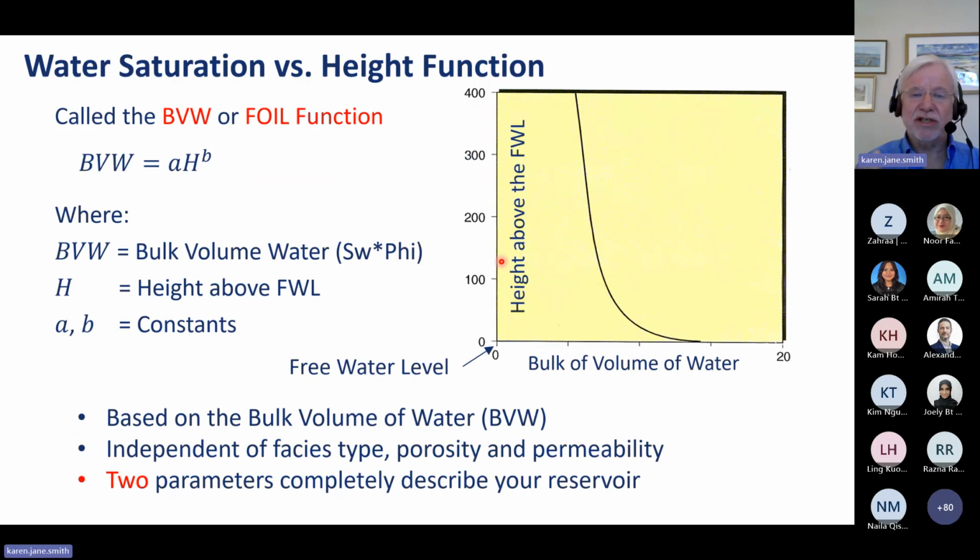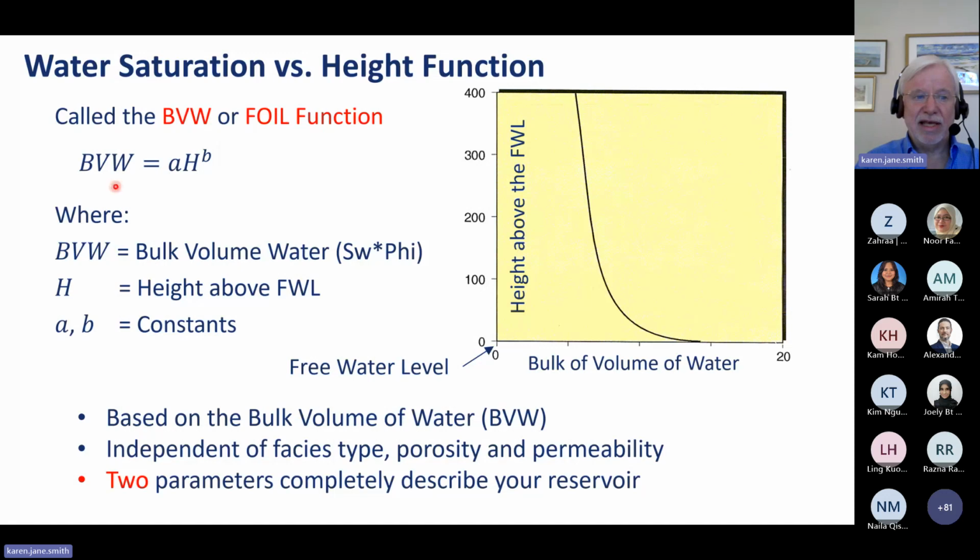So this is the result of the presentation. This is where we're going. We're going to derive an SWH function. Now we'll go into the details. This function has often been called the BVW function or the FOIL function. And this is the function.